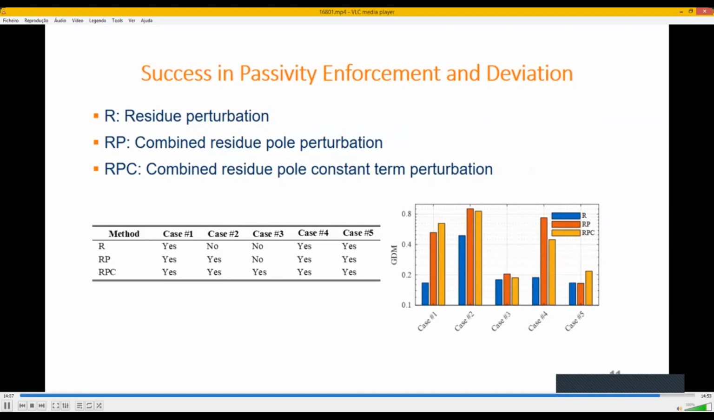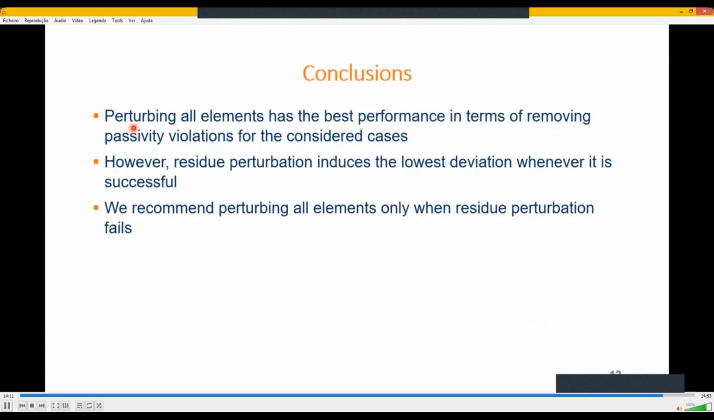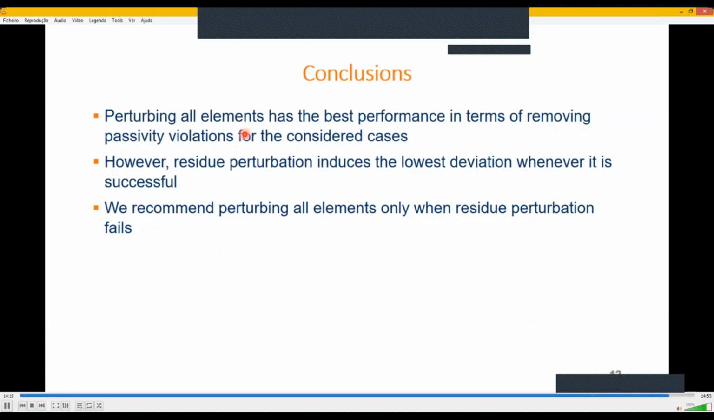So when it comes to conclusions, perturbing all elements has the best performance in terms of removing passivity violations for the considered cases. However, residue perturbation induces the lowest deviation whenever it is successful. So we recommend perturbing all elements only when residue perturbation fails. Thank you for listening.